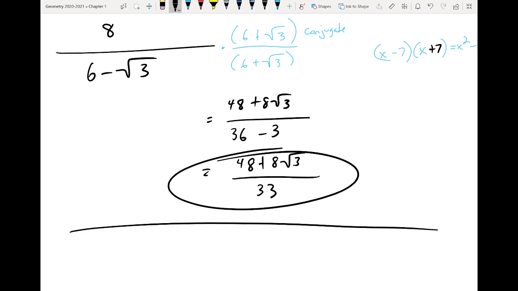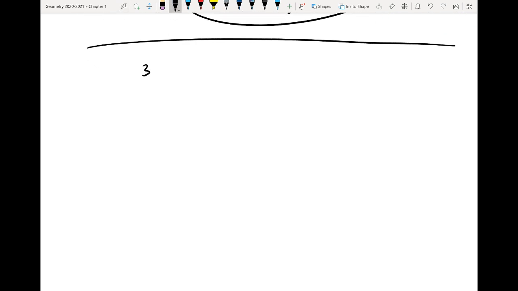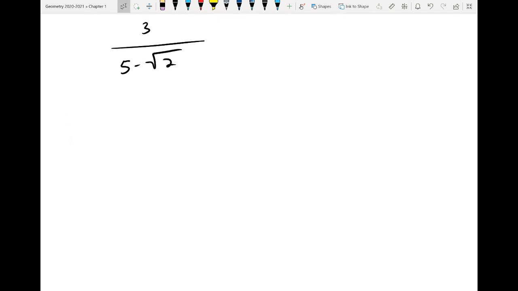One more of these with the conjugate, okay? We have 3 over 5 minus rad 2. Take a look at the bottom. That's where we're going to get our conjugate. We should have 5 plus rad 2, right? That's your conjugate, which means the same numerator has to be matched to make this multiplying times 1.